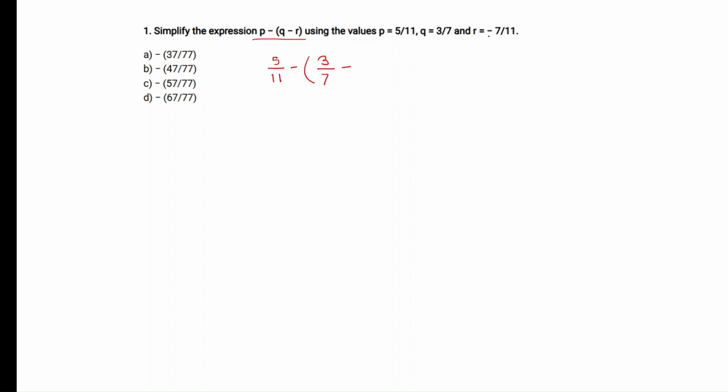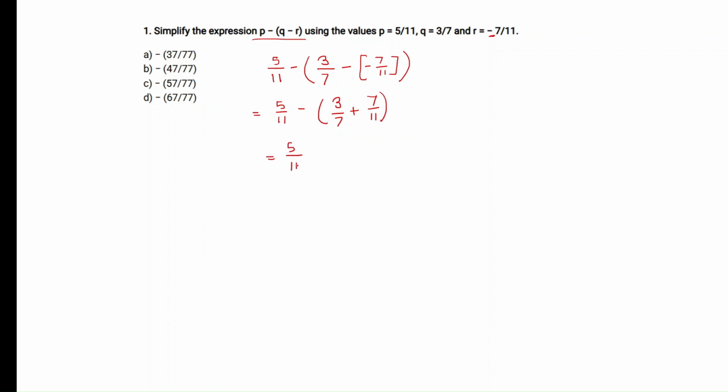Now observe closely. Here it's a minus sign. So we will put another bracket and write inside it. Now we will simplify it. 5 upon 11 minus 3 upon 7. Now we know that minus minus becomes plus. 7 upon 11.